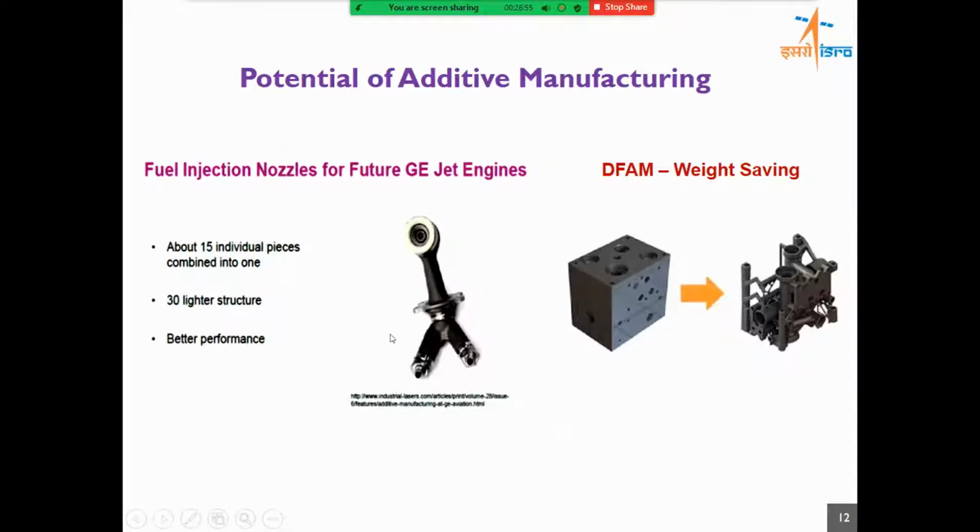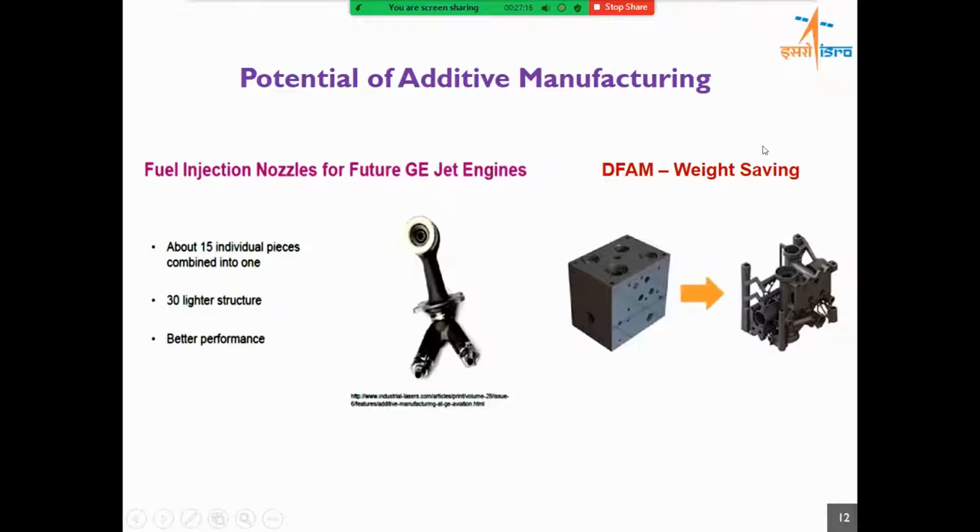So this particular component is seen in all these LEAP engines, which is found in all these aircraft which keep flying daily from Bangalore to Delhi or Delhi to Trivandrum. So almost all the aircraft which have the LEAP engines have this additive manufactured LEAP engine component in them.